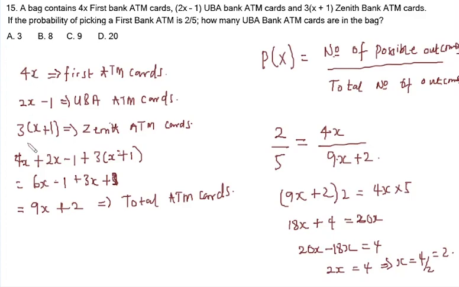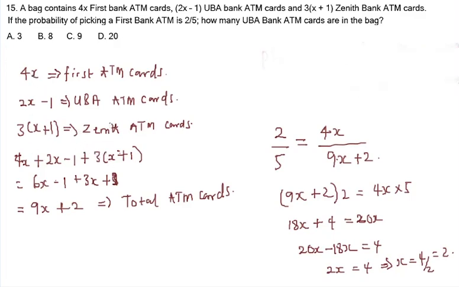The question is, how many UBA ATM cards are in the bag? So to know how many UBA ATM cards are in the bag, let's clean up space first. We simply need to substitute the value of x into this equation. So that means we have 2x - 1. This is the number of UBA ATM cards. So we have 2(2) - 1. So 2 times 2 is 4, minus 1, which is 3. So we have 3 UBA ATM cards in the bag. So the answer is A. Let's go on to the next question.